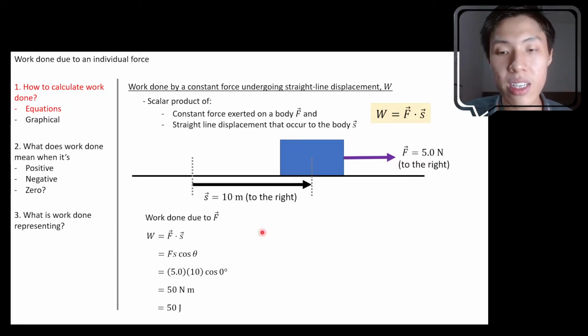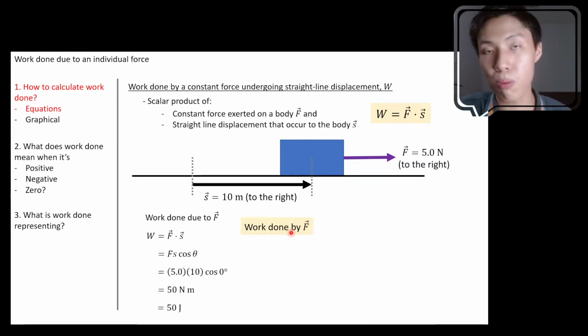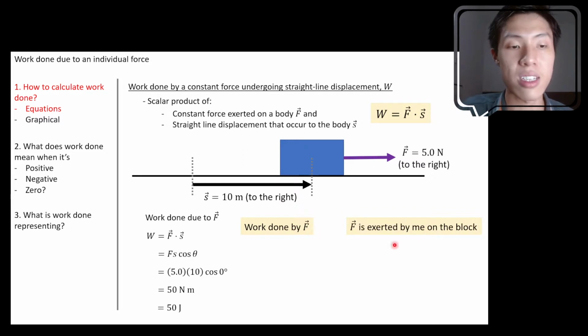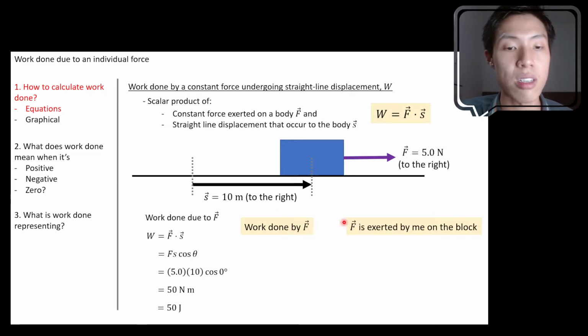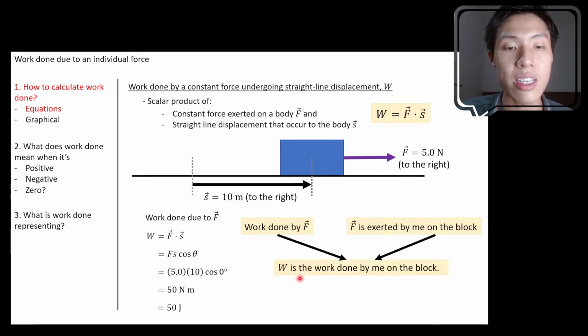Well, this work done here is done by F. And this force here, as I mentioned just now, is because I'm boring and go push it, right? So this force is exerted by me on the block. So if I know this work done is by this force, and this force is exerted by me on the block, then we can know that this work done is done by me on the block. It's work done by me on the block.